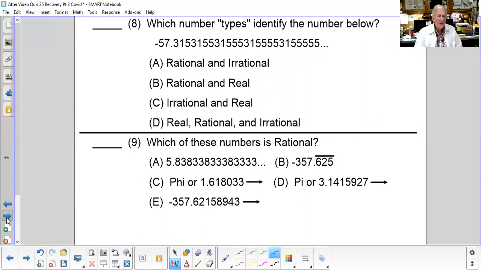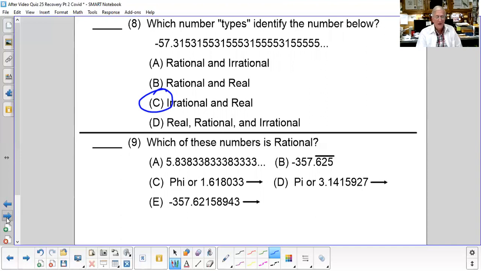Which number types identify the number below? Well, it appears to have, going on to infinity, a growing pattern in it, right? 315, then 3155, 31555. All right, so therefore it can't be rational. It's definitely real. So it's got to be choice C, right? It is irrational and real.